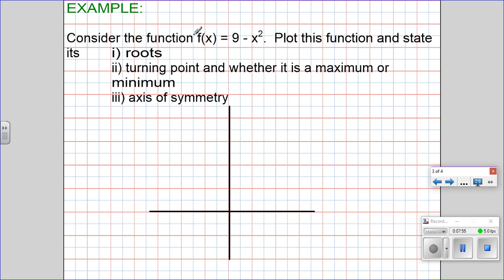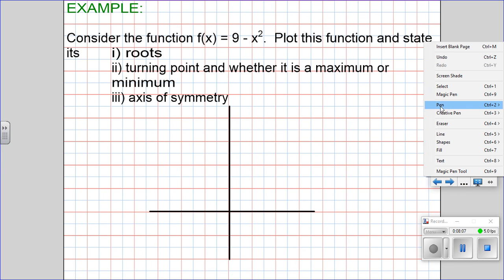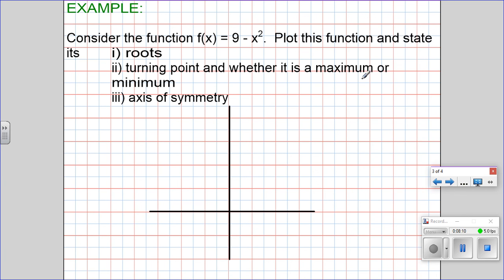Okay, so now we want to consider the function f of x is 9 minus x squared. We want to plot the function and state the roots, turning point, whether it's maximum or minimum, and axis of symmetry. Right, so let's get my purple pen back again. So this time we've got x and f of x, and again I'm going to go in at 0. 9 minus 0 is 9, so 2, 4, 6, 8, so 9 right up there. Okay, right, so 0, 9.